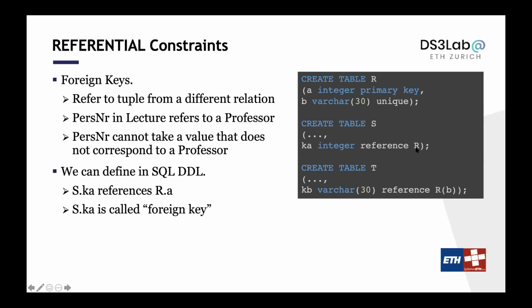And you can make that more concrete. For example, you can have T here, another relation, where KB references the B attribute of R. It means that whatever KB value you put in T, there must exist a value in the B attribute of relation R. Or maybe KB is null. If it's not null, it must appear in the B attribute of R. So in this case, KA is called a foreign key.